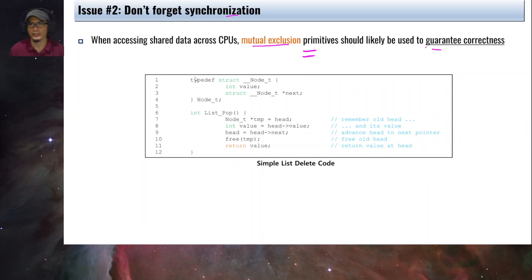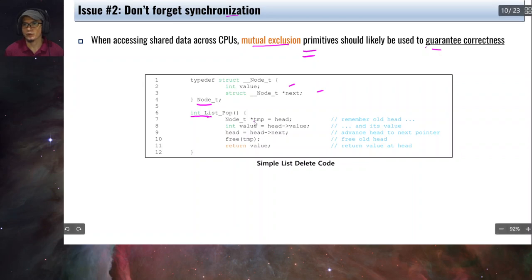Let's have an example here. So here we have a node definition with two fields, int value and pointer to the next node. Then we have an operation list underscore pop. If you recall your discussion in COMSci 123, this operation will remove the first element in the list and then return the value on that first element. The implementation will look like this.